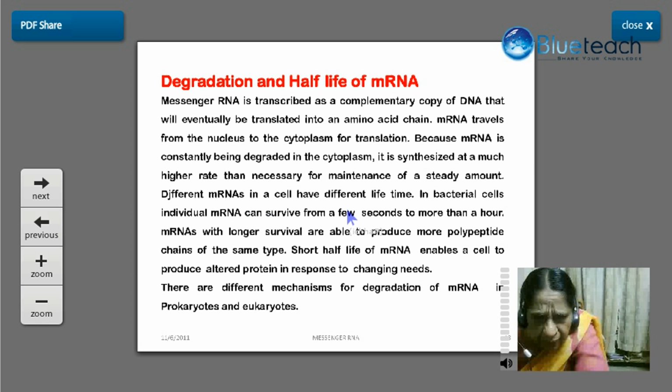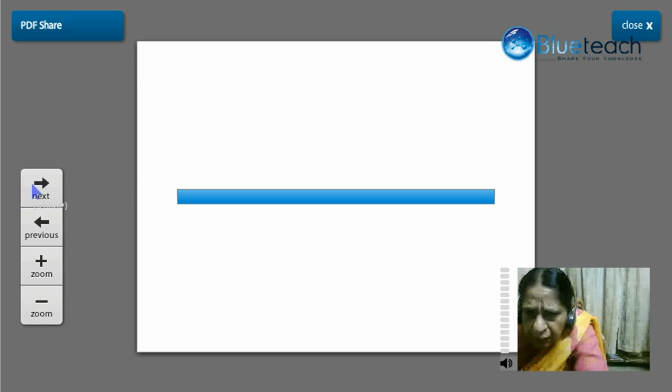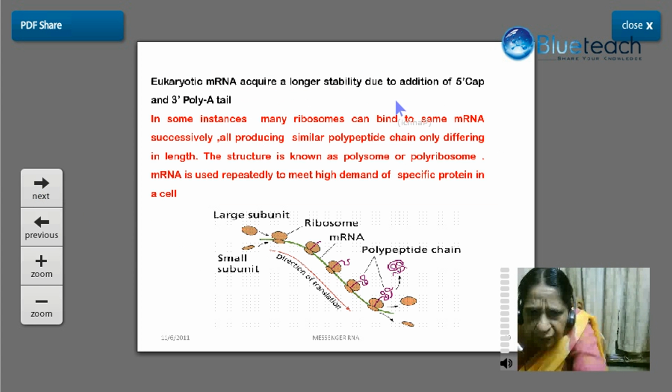Different messenger RNAs in cells have different lifetimes. In bacterial cells, individual messenger RNA can survive from a few seconds to more than an hour. Those with longer survival are able to produce more polypeptide chains of the same type. Short half-life of messenger RNA enables the cell to produce altered protein in response to changing needs. There are different mechanisms for degradation of messenger RNA in prokaryotes and eukaryotes. Eukaryotic messenger RNA acquires longer stability due to addition of 5' cap and 3' poly A tail.